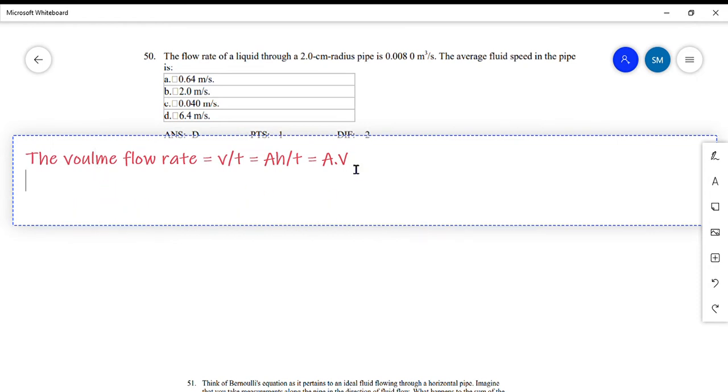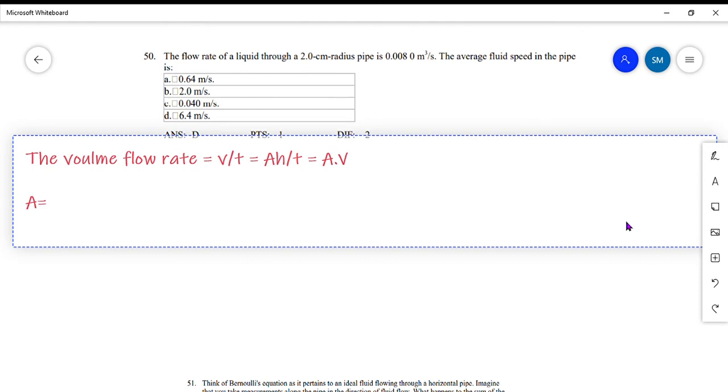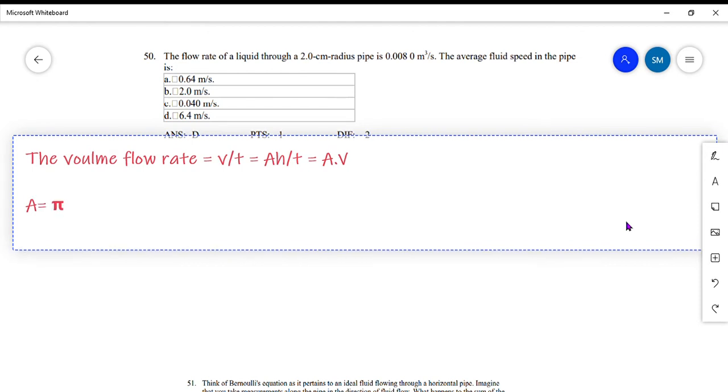He wanted to know the speed. We have the volume flow rate. We have the radius, so we can calculate the area. And we wanted to know the speed. Let us start with calculating the area. Area is simply equal to pi r power 2.